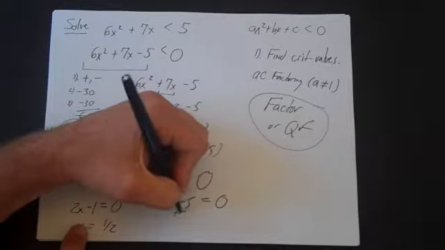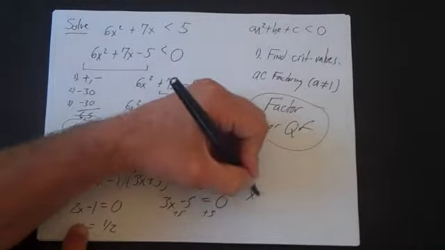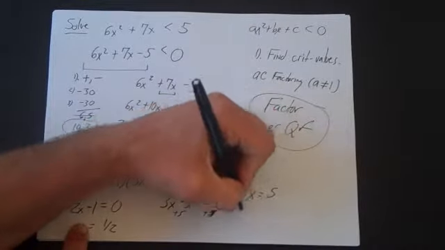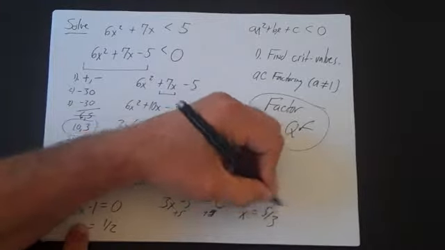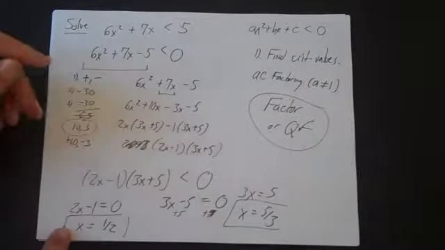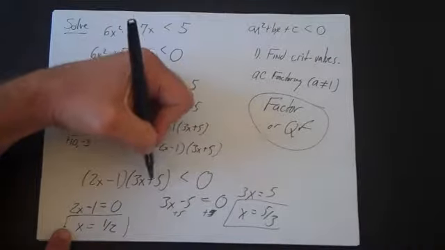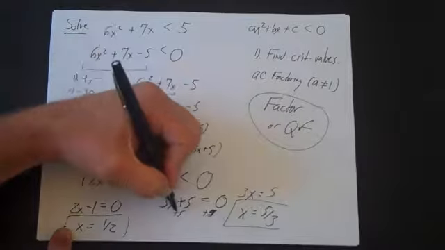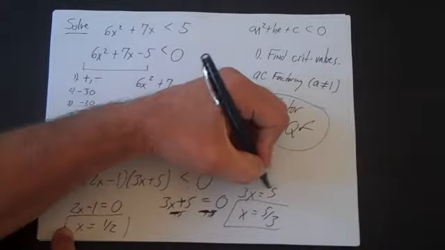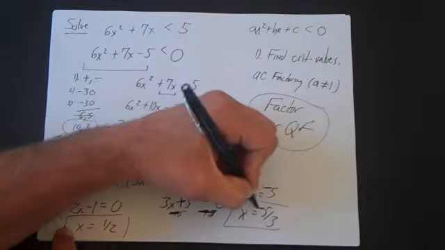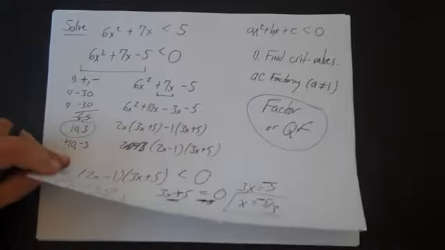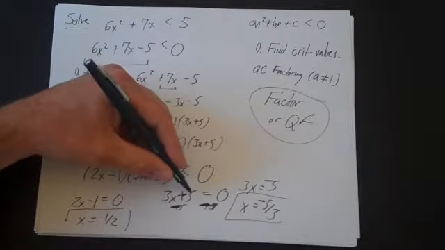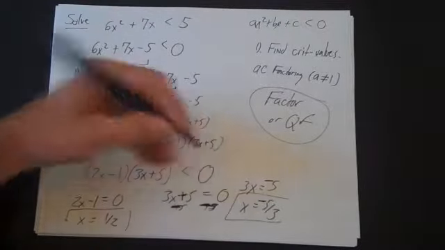Since this is the 3x plus 5, I'm going to subtract 5 and subtract 5. So I get 3x is equal to minus 5, so x is a minus 5/3. Be careful with your signs there. If you noticed, I made a sign mistake originally. It's 3x plus 5, so I'm going to subtract 5 and subtract 5.